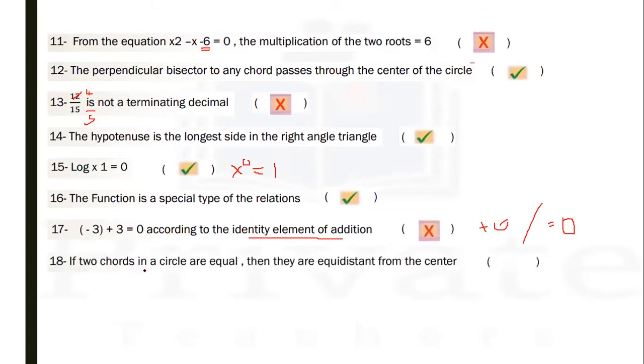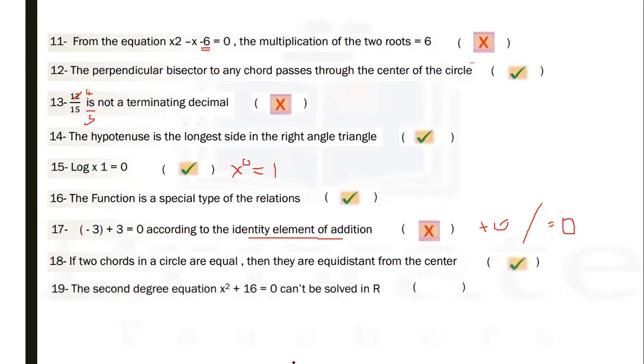If two chords in a circle are equal, then they are equidistant from the center, and this information is true. Yes, we have a theorem that says in one circle or congruent circles, two equal chords are equidistant, and the word equidistant means they are equal in distance from the center.